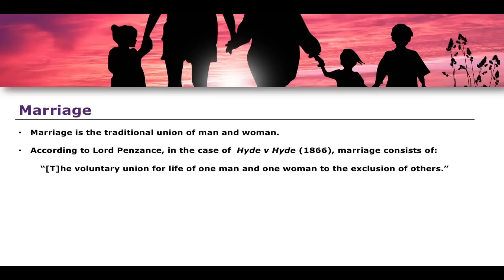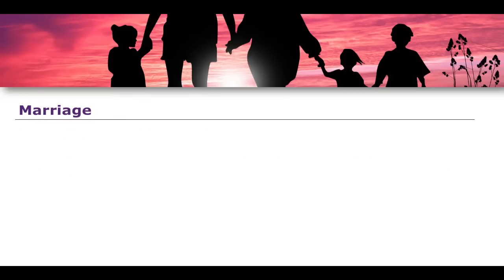So this idea of a man and a woman is, at least historically, a traditional understanding of what marriage entails. However, of course, there have been multiple exceptions to this in the future, but in terms of a more coherent and more legally sophisticated definition of marriage, we look here to the case of Hyde and Hyde, which tells us that marriage is the, quote, voluntary union for life of one man and one woman to the exclusion of others.